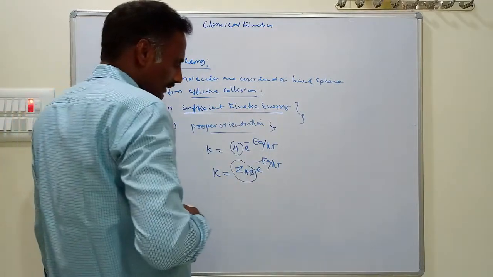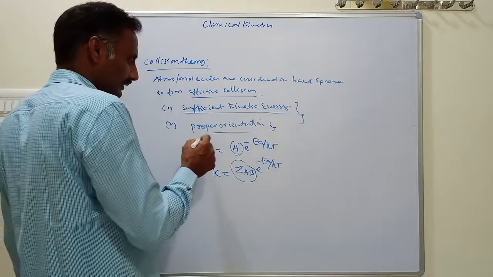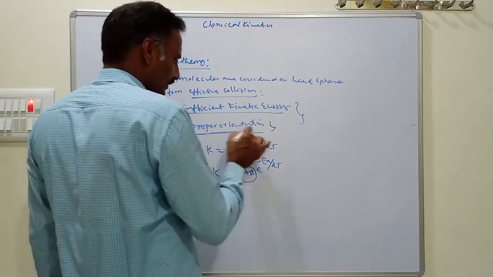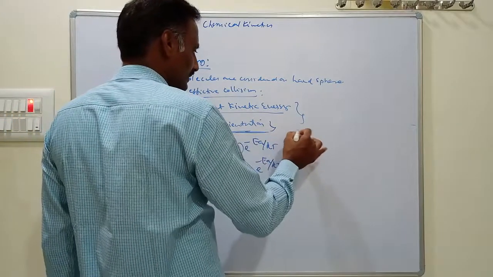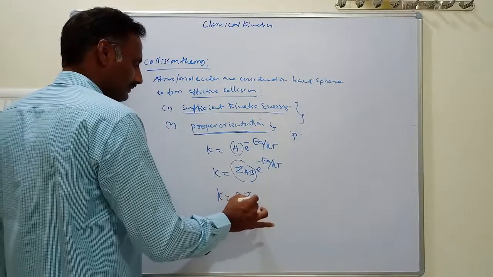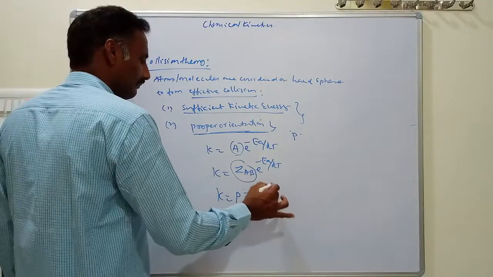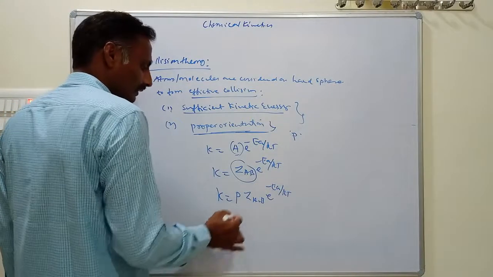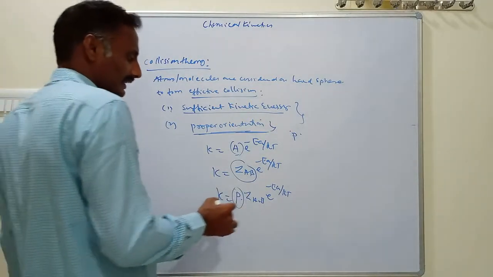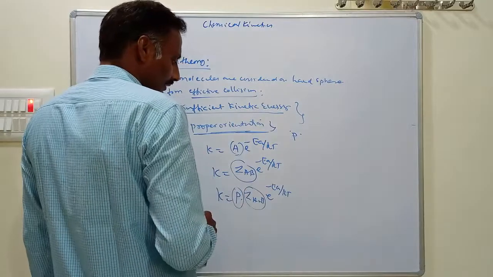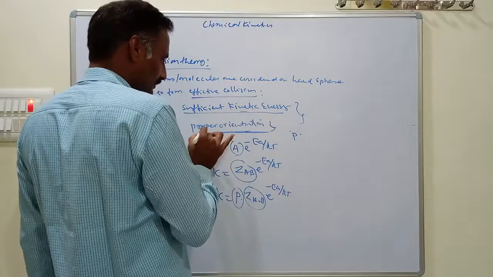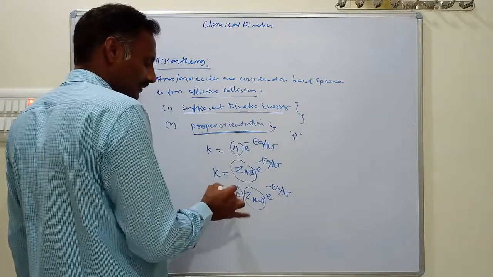Then, to become effective collisions, one more condition is important, that is the proper orientation of molecules. To introduce proper orientation of molecules, one more factor P is introduced, so that k = P Z_AB e^(-Ea/RT). P is called the probability factor and Z_AB is called the frequency factor. One is with sufficient kinetic energy, the other should have proper orientation of molecules.